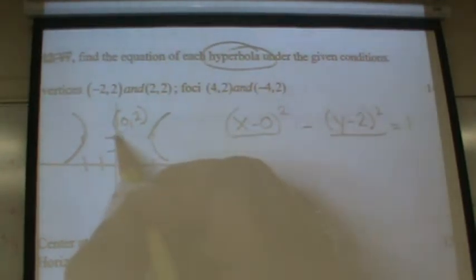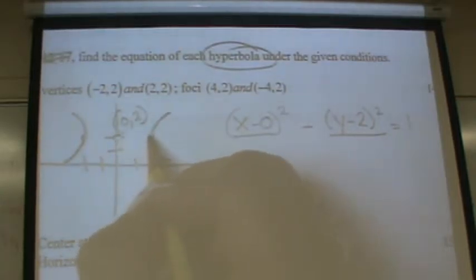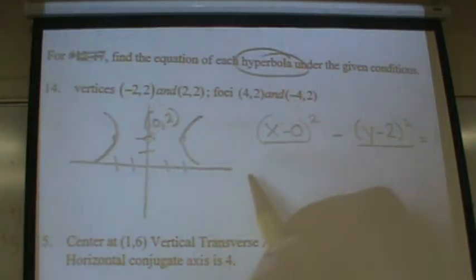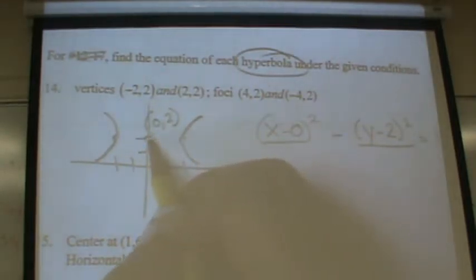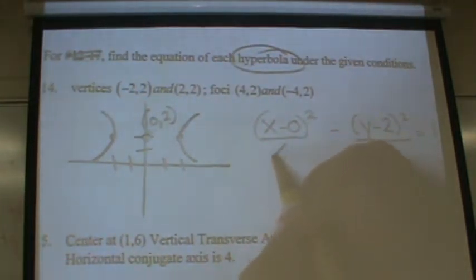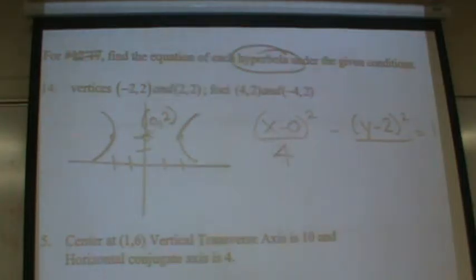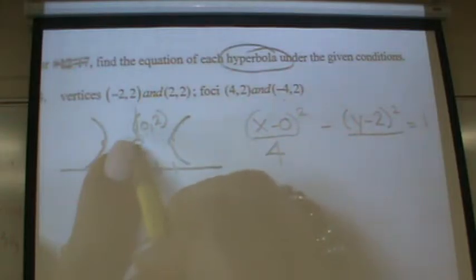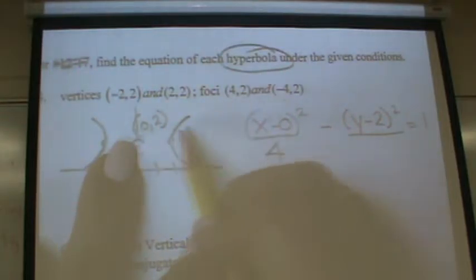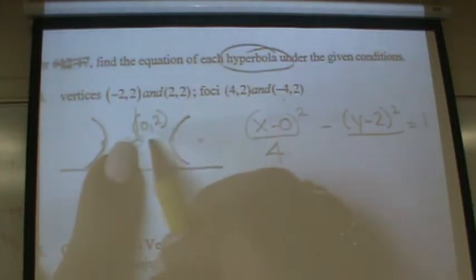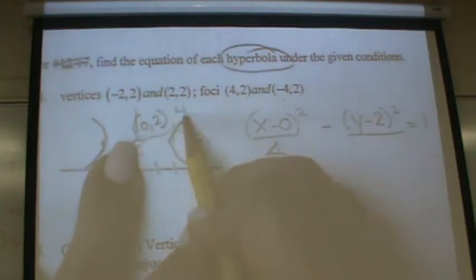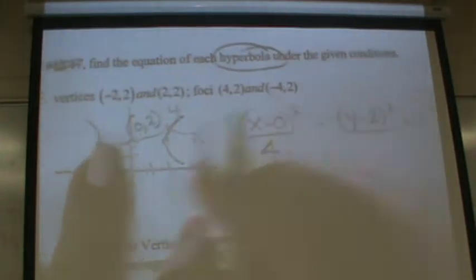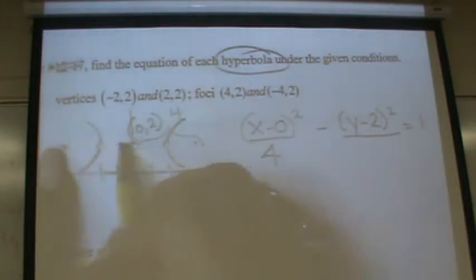Now, the distance from the center to a vertex is called your A value. How many units is it from the center to the vertex? 2. So you put a 4 there. Now, we do not know the B value, but from the center, we have a fixed point, and that's 4, 2, which is right here. So how many units is it from your fixed point? From here to here is 4 units, that's C. And that's also 4 units.